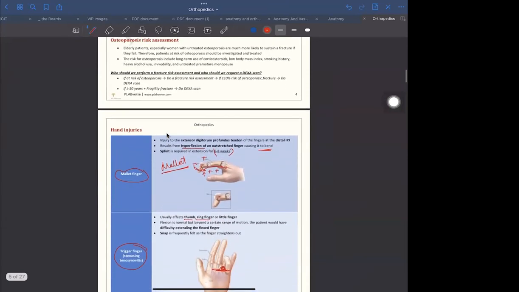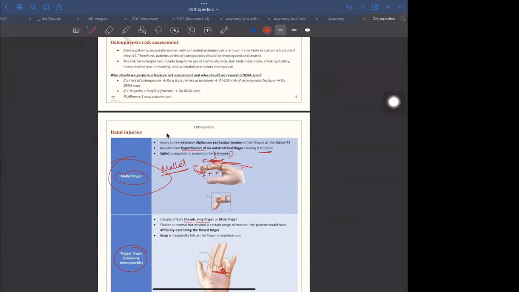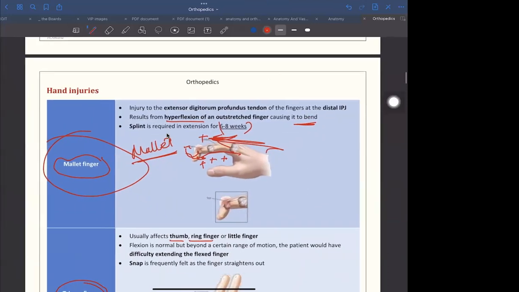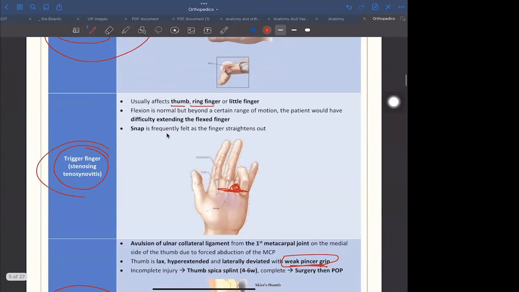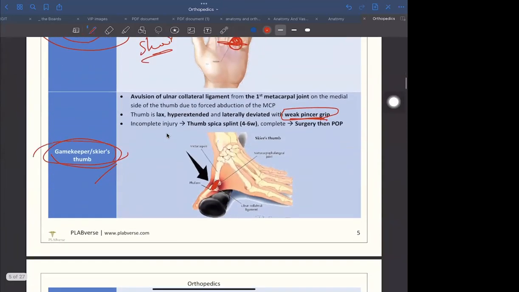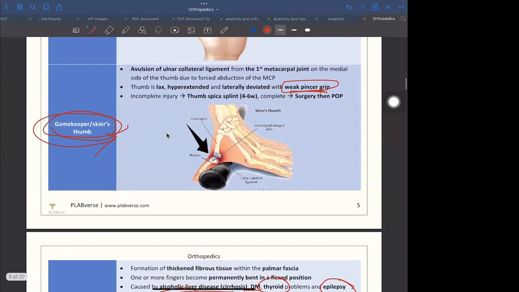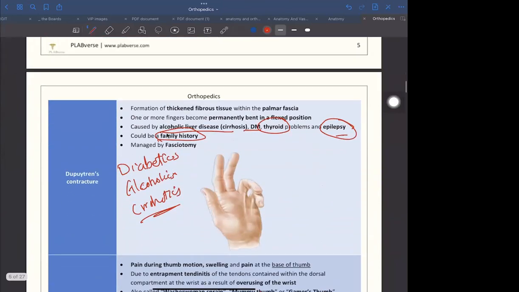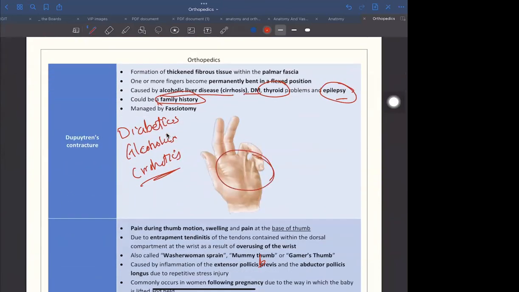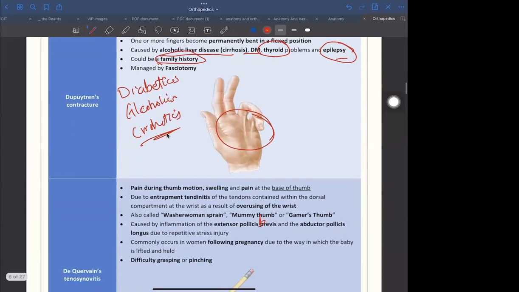Questions? So remember, the mallet finger, the extensor digitorum has been injured, so fixed flexion on the distal phalanx. Trigger finger happens in people who do a lot of shooting, specifically the army people, due to formation of ganglion in this area from holding the gun, and it will lead to fixed flexion, and you will hear the snap when you're trying to do extension. Gamekeeper's thumb, due to avulsion of the medial collateral ligament of the thumb, there will be laxity or a hyperextended thumb, or lateral deviated as well. Diabetic, alcoholic, cirrhotic, and thyroid and epilepsy are at risk of Dupuytren's contracture.